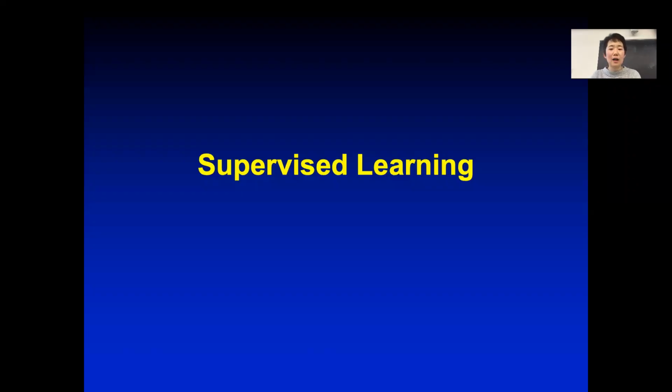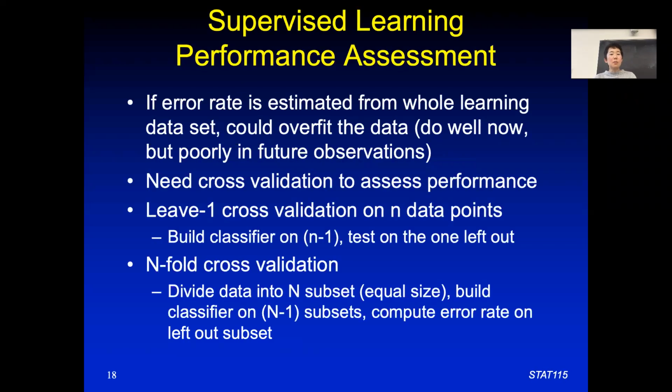Okay, next we talk about supervised learning. Supervised learning, as we mentioned, is we look at the class label ahead of time. We say, okay, these are the normal, these are the tumor. Let's look at them. What are the biggest differences between the two groups? And then use those to predict your new sample.